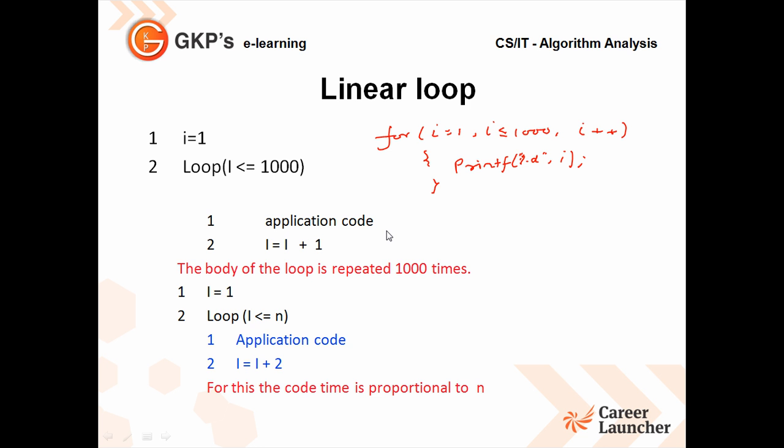It's taking 1000 repetitions. Same thing if we have another loop, i equal to 1 and i less than or equal to n, application code, and i equal to i plus 2. So how much time is it running? For this code the time is proportional to n because it depends upon n how many times it will run. Say again for loop, for i equal to 1, i less than or equal to n, then i plus plus, and print i. The number of repetitions depends upon this n. If there are n repetitions, that means the running time will be n.